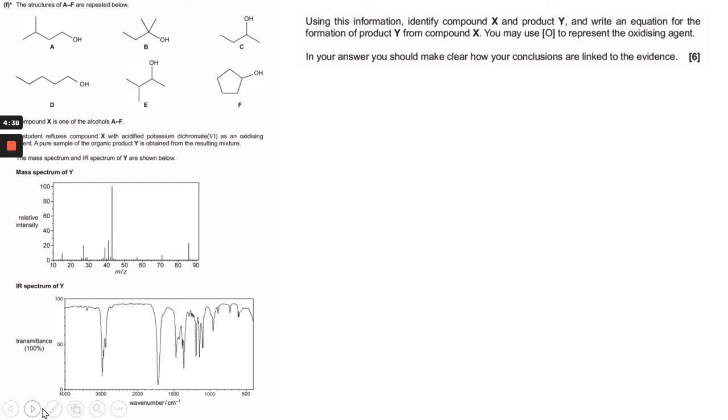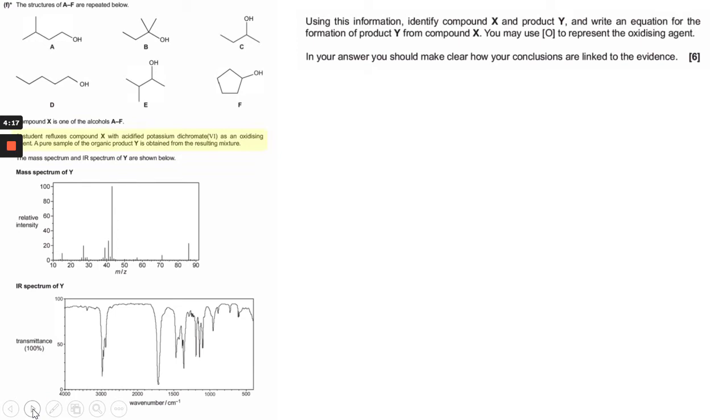So it says compound X is one of those alcohols, so you've got the structures from which to make your choice. And the student refluxes compound X with acidified potassium dichromate(VI) as an oxidizing agent, and a pure sample of the organic product is obtained from the resulting mixture. They provided you with the mass spectrum and the IR spectrum of that product.